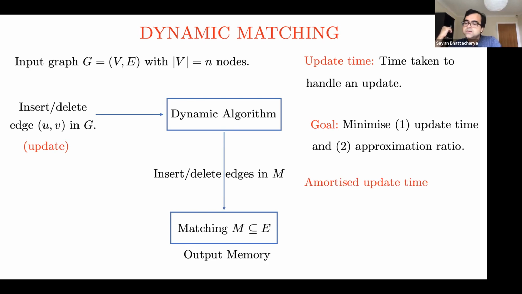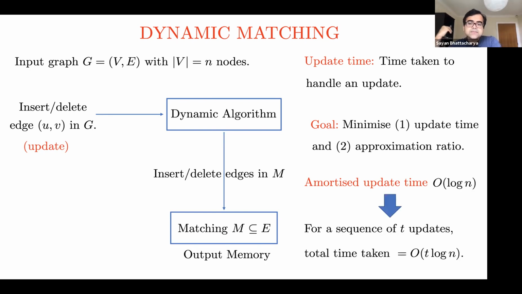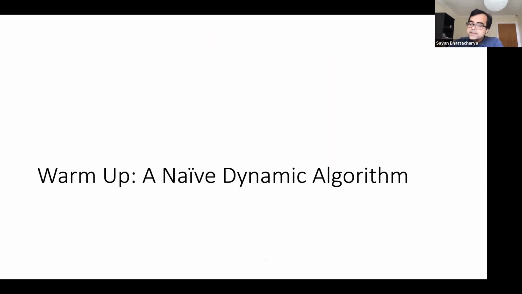And throughout the talk, I will only be focused on amortized update times. So to be precise, when I say that our algorithm has amortized update time log n, let's say, it just means for any sequence of t updates, it takes total time t log n. So on average, the update time is log n, but there might be some updates where the algorithm takes a long amount of time. So this is the setting. And now, before proceeding any further, let's start with a very naive dynamic algorithm for this problem.